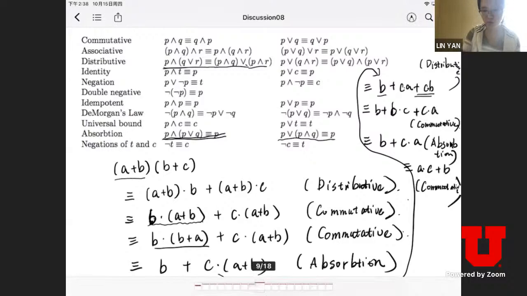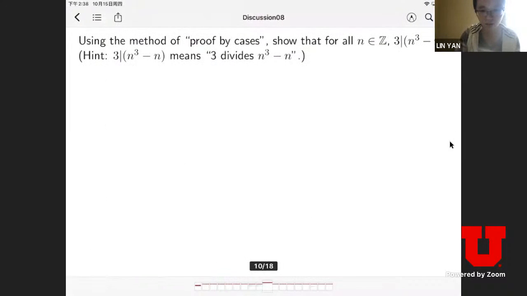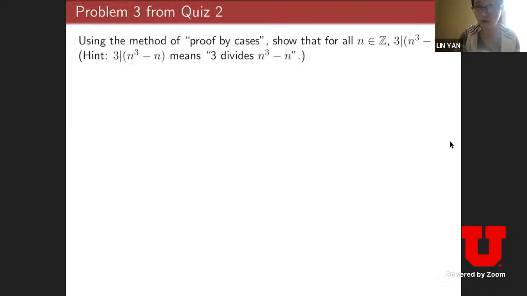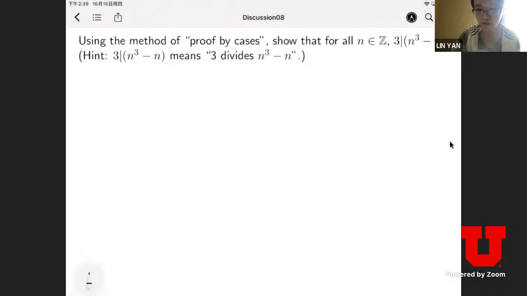Okay, let's go to the next problem. We chose the 3 hardest problems from quiz 2, because the students want the solutions of quiz 2. Every time we finish a quiz, we select several hardest problems from it and discuss them in the discussion section. I think all of you are already familiar with this problem, so we will start directly.